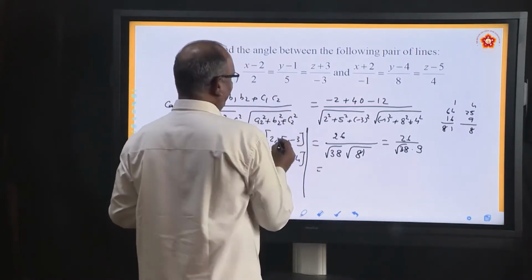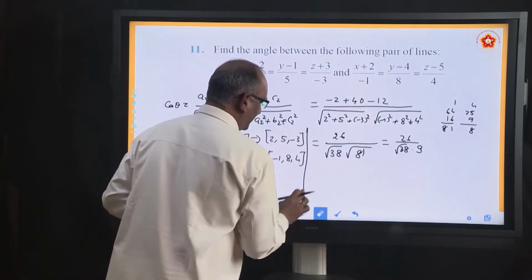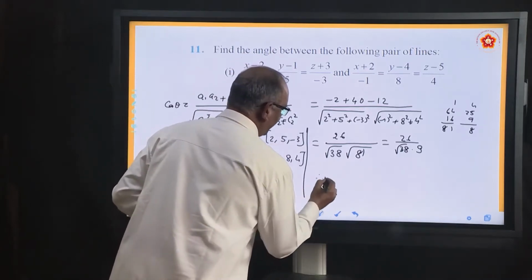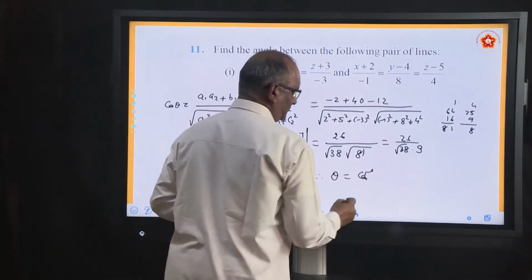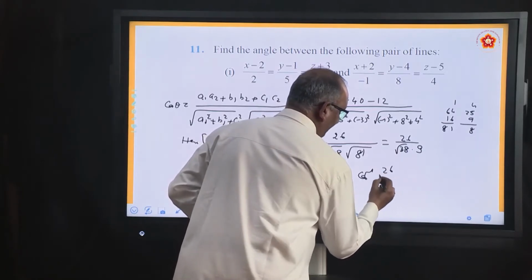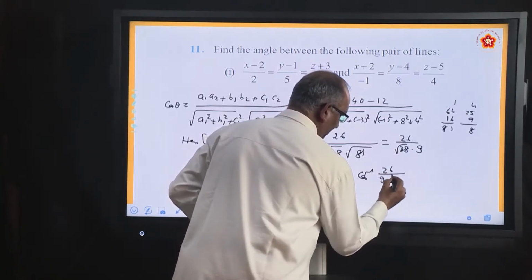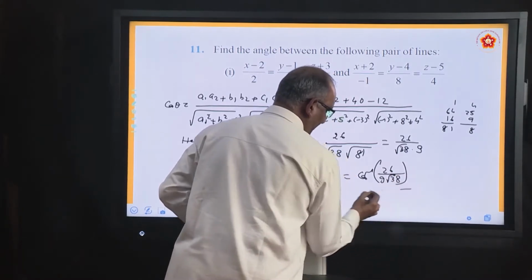So, what do we say? This is the value of cos theta, hence theta equal to cos inverse of 26 by 9 root 38. This will be the answer.